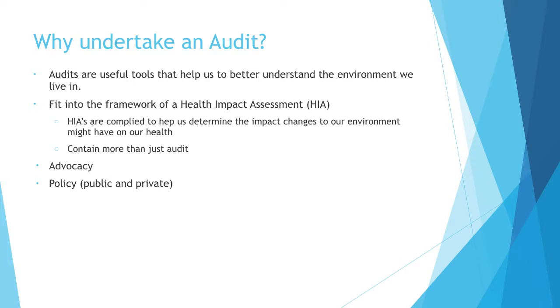HIAs generally contain more than just one audit. They'll have different audits looking at different factors, whether it's walkability, bikeability, whatever it is that we're thinking may be changed, and maybe some things that we don't. They might also contain testing, scientific air pollution testing, traffic studies, etc. HIAs can then be used by a number of groups, but particularly community groups, to advocate to government to have changes made or to stop changes being made. And governments and private companies can use them to set their policy going forward.